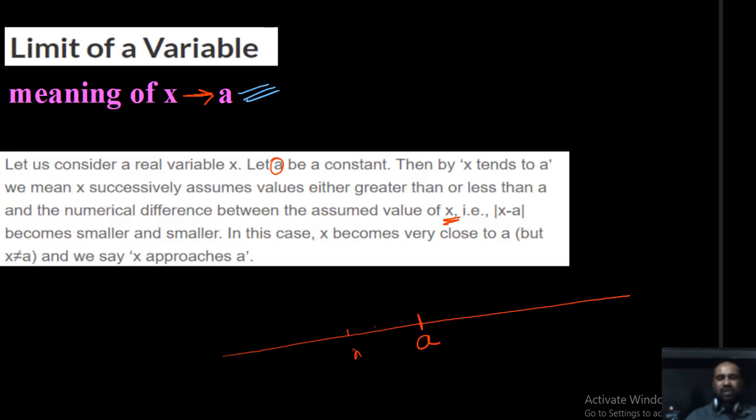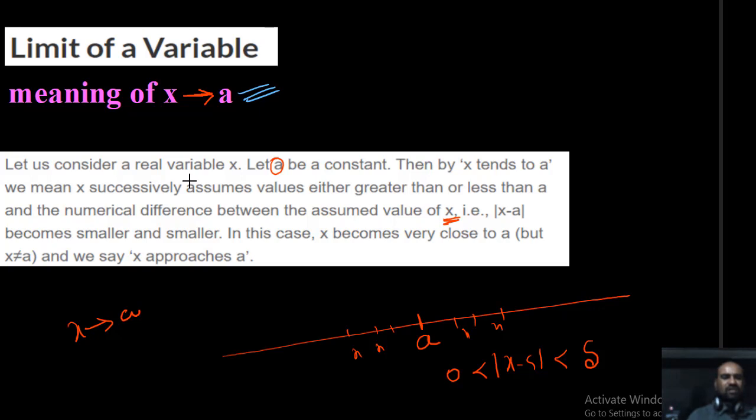Now x is approaching a from lower values of a or higher values of a. When this happens, modulus of x minus a should be less than a smaller positive quantity, say delta, and this value is never equal to 0 because x is never equal to a. So I can say 0 less than mod of x minus a less than delta. In this case x becomes very close to a. See here clearly, given x is not equal to a, and we say x approaches a. Symbolically you can write this, x tending to a.